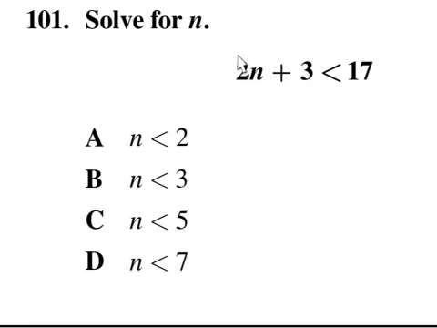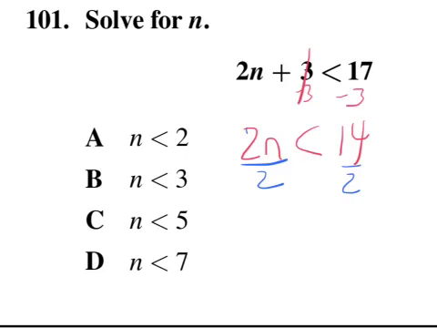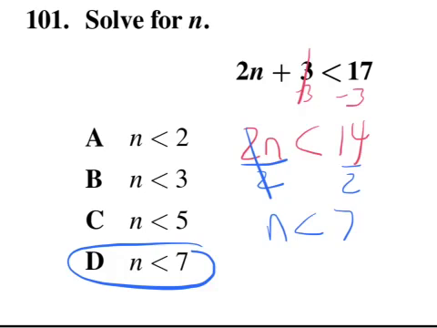In order to solve this inequality, you first want to just get n by itself. So you minus the 3 over. 2n is less than 14. And then we divide by 2. N is less than 7. Is that a choice? Yeah. There it is. Now, if you were to divide by negative 2, this sign would flip. But we don't have to worry about it on this problem. You simply solve and you're good to go. Remember, this is a less than sign.